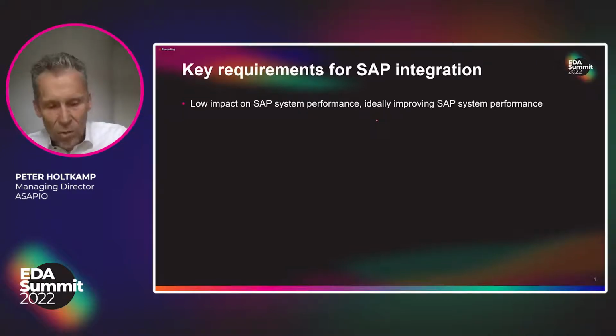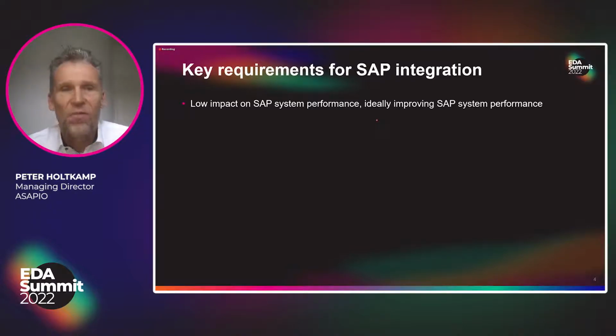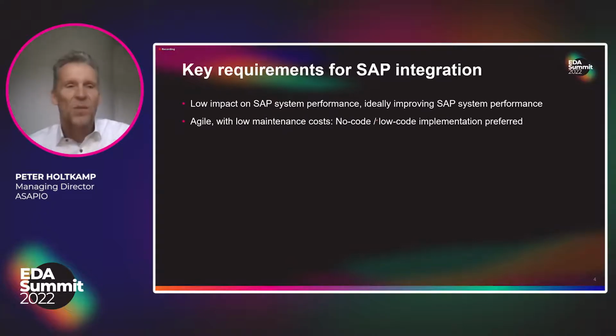Because we don't want to lose it. That means something's happening in the SAP system that has an impact on the performance anyway. And then you put the extra event-driven architecture on top of that and even reduce the performance. And that's not the approach. We talk about that later. But low impact for SAP system performance is key, and as said, most of the time, the first question.